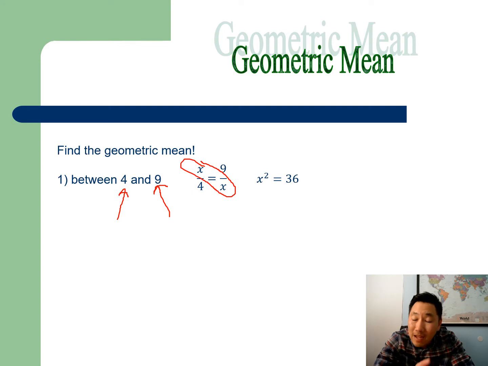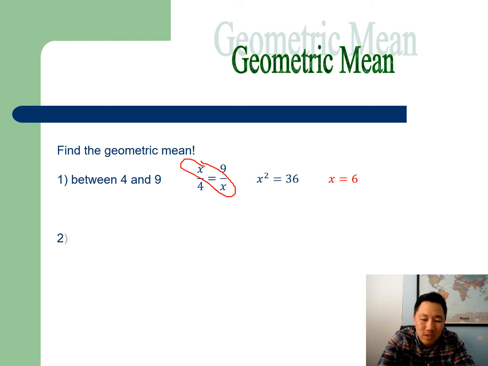You have to remember that x times x is x squared, and then 4 times 9 is 36. To solve this equation, square root both sides. Normally when you square root both sides, you have a plus or minus answer, but since we're talking about distances, we're only going to take the positive answer. X equals 6. So 6 is the geometric mean between 4 and 9.